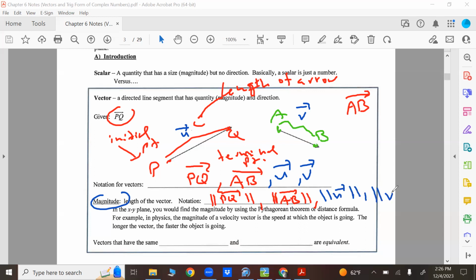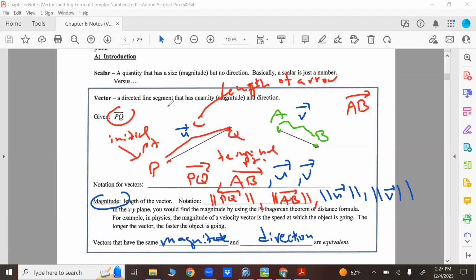So just notation stuff, that's all. Okay. And now to find the magnitude, we're going to be using basically an extension of the Pythagorean theorem or distance formula. We'll talk about that when we get there. And just to know, vectors that have the same magnitude and the same direction are what we consider to be equivalent. So those are equivalent vectors if they're going the same direction and they have the same length.